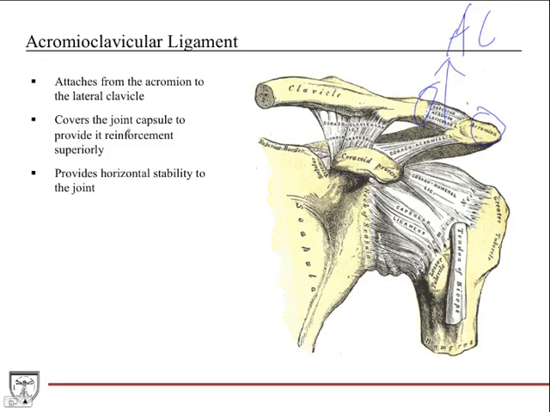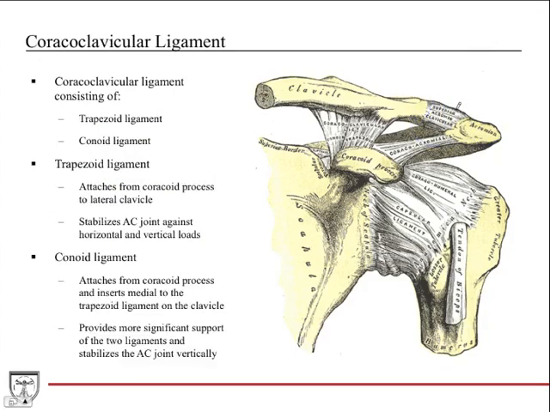It covers the joint capsule to provide it reinforcement superiorly. It also provides horizontal stability to the AC joint. The coracoclavicular ligament, like I said, consists of two ligaments, the trapezoid and the conoid ligament. Trapezoid is lateral, conoid ligament is medial. First, the trapezoid ligament attaches from this coracoid process to the clavicle, and it stabilizes the AC joint against horizontal, so this way, and vertical loads.